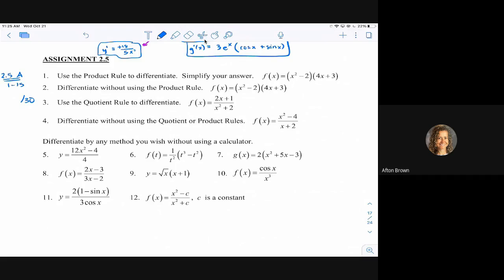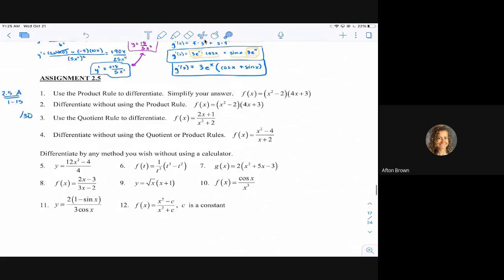Okay, 3 is quotient rule. The rest of them I think are pretty okay. Keep in mind when you get down to 12, it gives you a C, but C is a constant. That just means treat C as a number. So if I just asked you to take the derivative of x squared minus c, what is the derivative of x squared minus c? 2x. Because the c is a number, we don't know what the number is, but it doesn't matter, it goes away. Okay, so I'll let you guys work. You do still have 12 minutes. I think that's enough that you could get through probably the first 4 questions before you go.